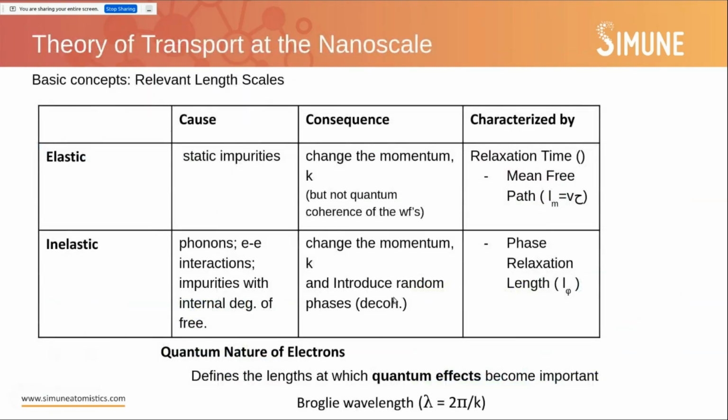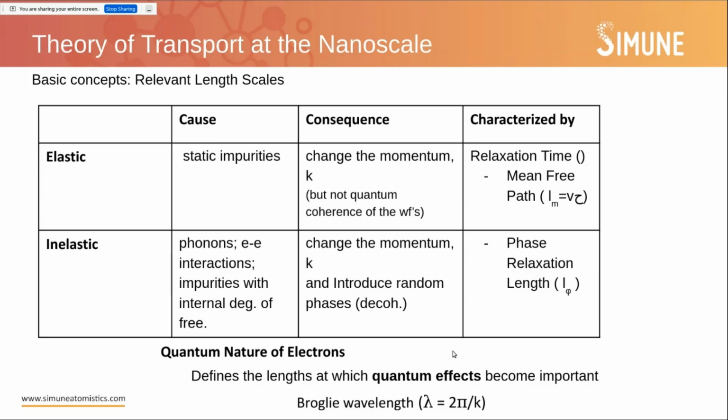So when we want to see whether we can use TranSIESTA for transport calculation, we need to consider length scales. We know that there is elastic scattering that occurs at static impurities and leads to changes in the momentum, but doesn't affect the coherence of the wave function. This kind of scattering is characterized by mean free path. There is also inelastic scattering, which corresponds to interaction with phonons, electron-electron interaction, impurities with internal degrees of freedom. They lead not only to change in the momentum, but also introduce random phases, that is, they destroy the coherence of the wave function. And such scattering is characterized by phase relaxation length.